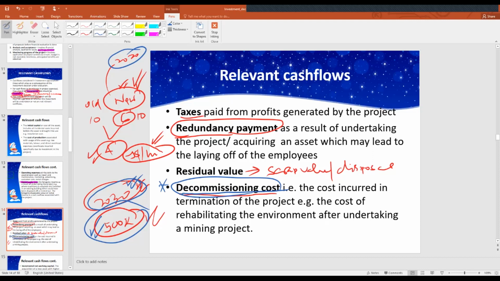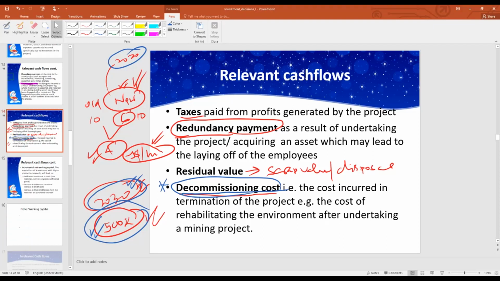If you mine oil in the open sea and there is any oil spillage, you have to clean the environment, you have to clean the sea. As an oil mining company, you can't leave the sea like that, with oil spillages all over. So the cost you incur in attempting to repair the environment is called the cost of decommissioning. It's the cost you incur as you end the project, as the life of the investment comes to an end. Therefore, those are relevant costs which we ought to consider.